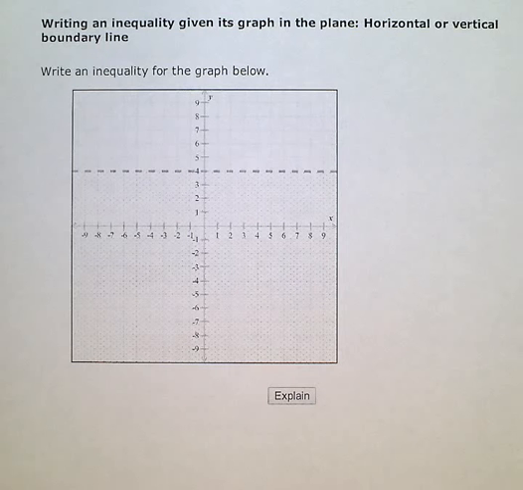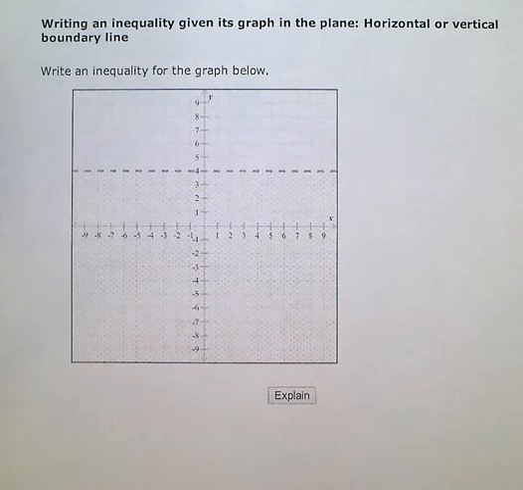Writing an inequality given its graph in the plane, horizontal or vertical boundary line. Write an inequality for the graph below. So I need to write a symbolic inequality using x's and y's that describe this graph here.